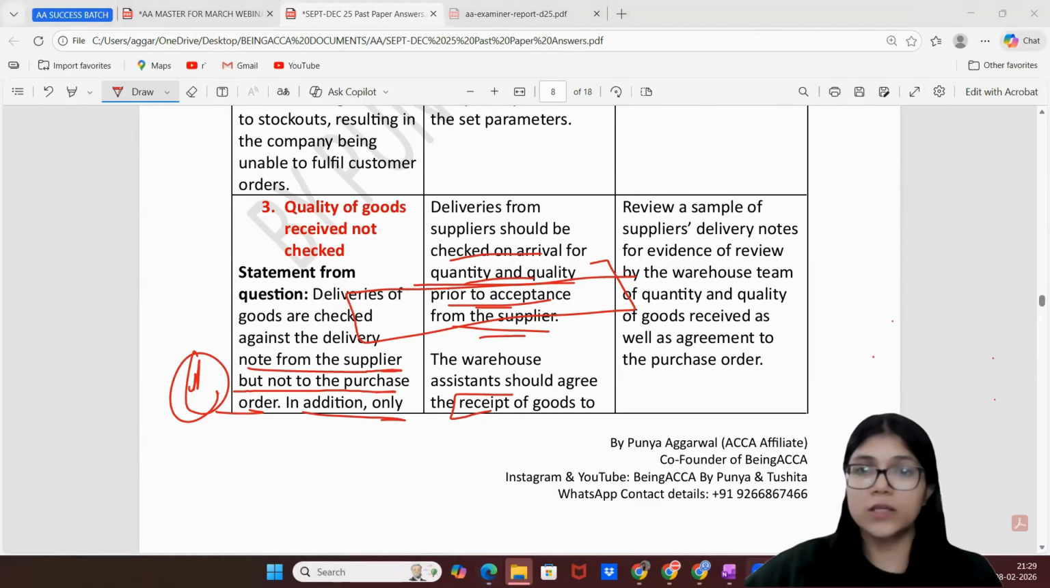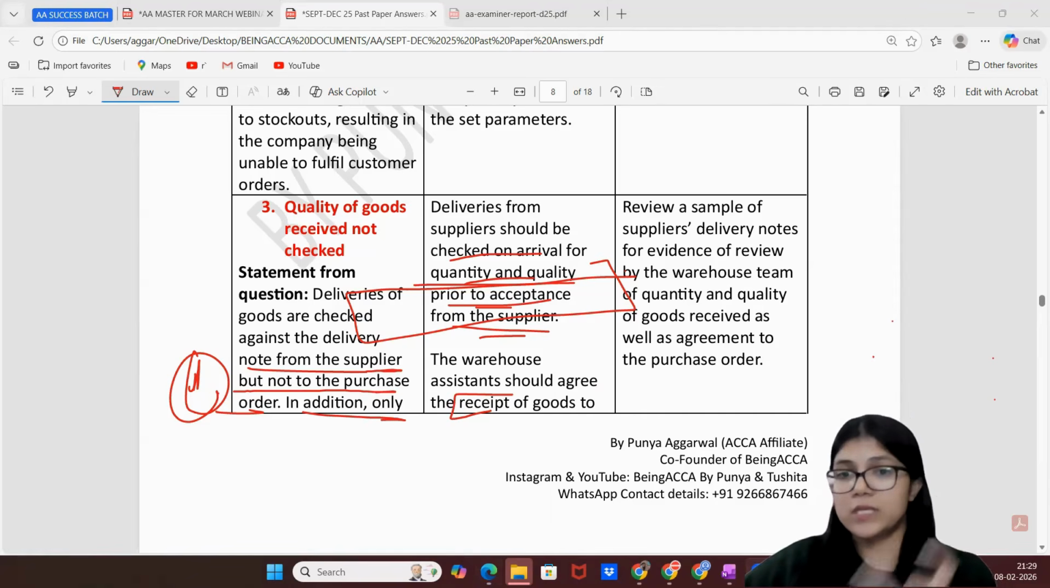If you don't want to see the sample of the delivery notes, you can also review the process, how they are comparing with the purchase order, how they are evidencing it, how they are checking the quality. You can also review that. Observe the process also.